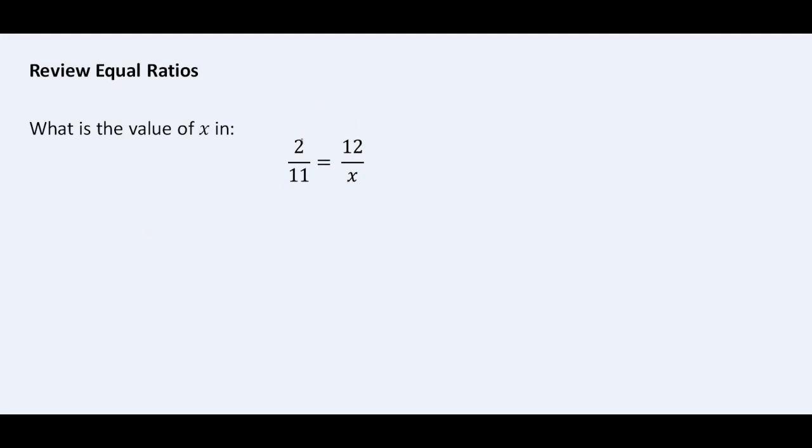So to get this, we're going to multiply 2 by 6 to get to 12. So we also multiply 11 by 6, which is going to be x is equal to 11 multiplied by 6. So x is equal to 66. The other approach we have is what I call the cross product approach.